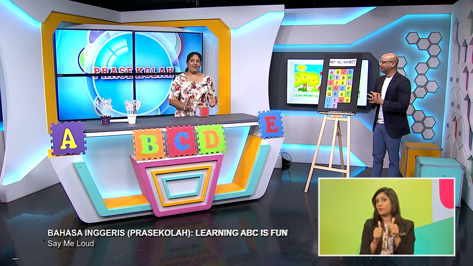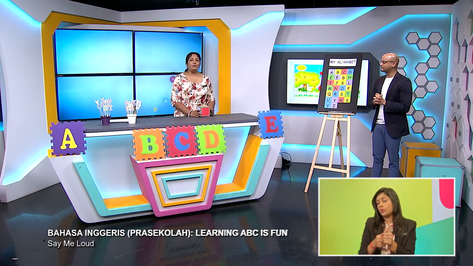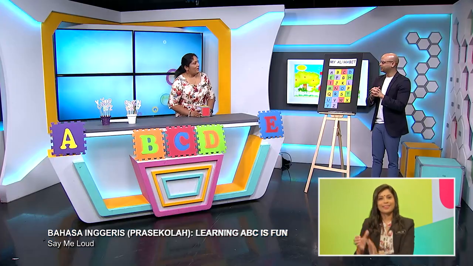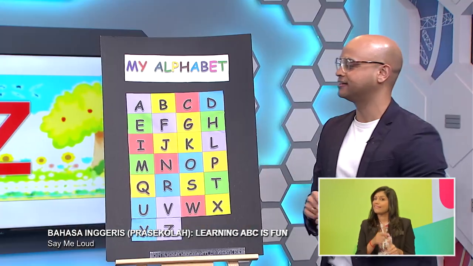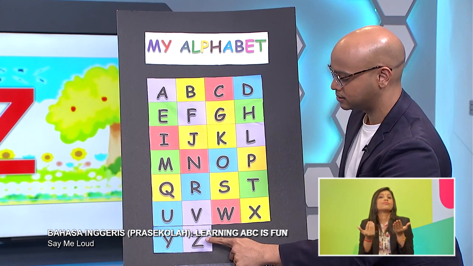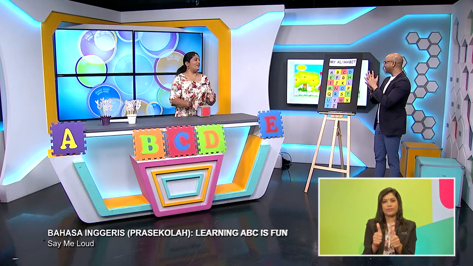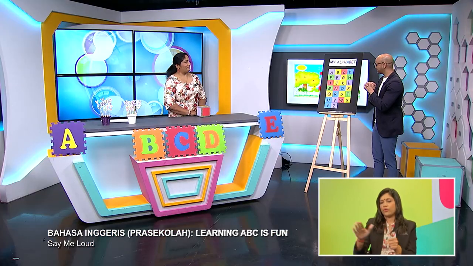Okay, children at home, can you follow Sean just now? Were you able to say the letters of the alphabet in capital letters? If yes, give yourself a big applause. Okay, Sean, what is the first letter there? First letter that I see here is A. Very good. And how about the last letter? The last letter is Z. Very good, Sean. You have passed my test. Oh, yay! Thank you so much, Teacher Krishna.